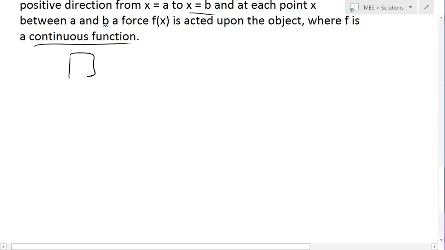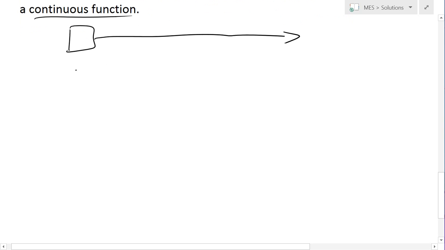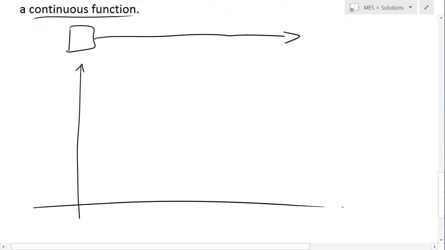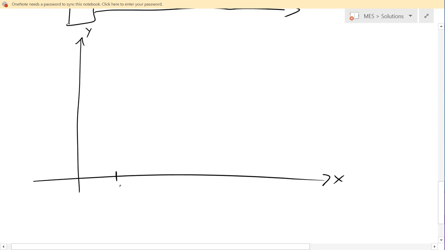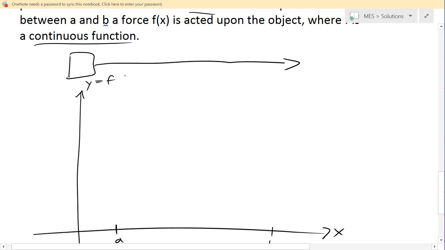So for example, if you have an object like this and you're moving it across here, at each point it's going to have a different force on it. So if we draw the x and y axes like this, there's the x-axis, there's the y-axis. This is at x equals a, this is at x equals b, and we'll call this y equals f of x.